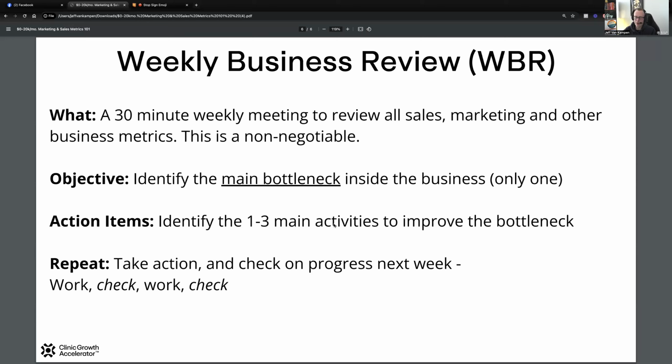So at the end of the week, you have a bunch of metrics to look at, and these are just a few. I wanted to get the ball moving for you guys here. Obviously, there's more metrics outside of that that you can track. But then what's important is for you guys to do a weekly business review. And really what the weekly business review is, is a 30-minute weekly meeting to review all the sales, marketing, and other business metrics. We try to have this as a non-negotiable. In our business, we've gone back and forth.